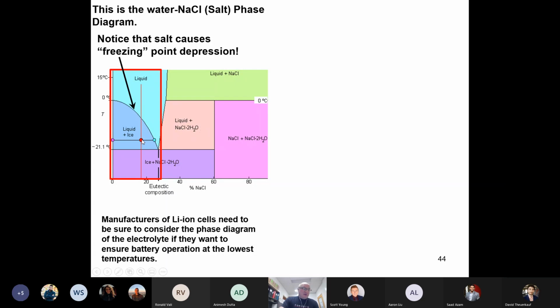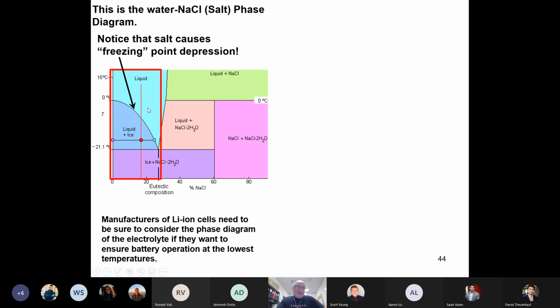Now, I don't know if people appreciate this, but this means that sea ice that you find along the shore of the ocean is virtually pure water. So you should pick up a piece of sea ice and melt it and see what it tastes like. It'd be a pretty interesting experiment.